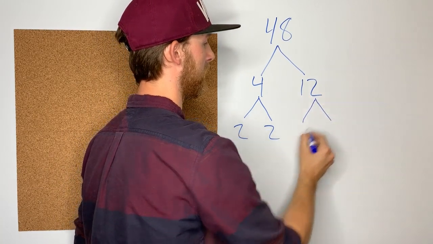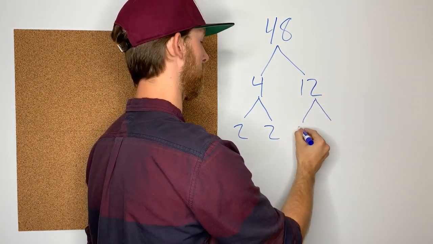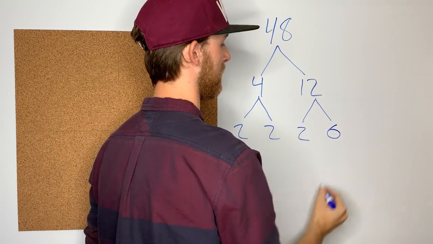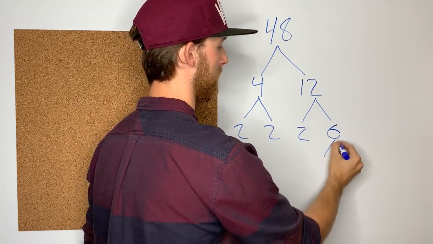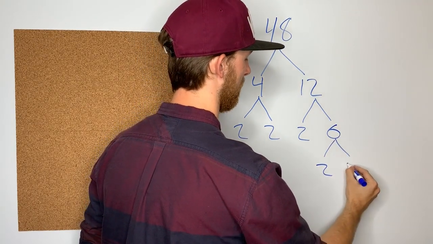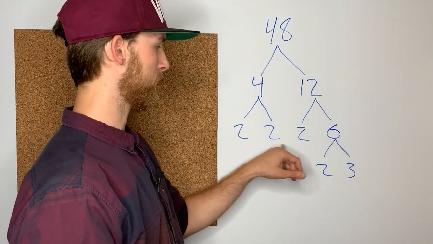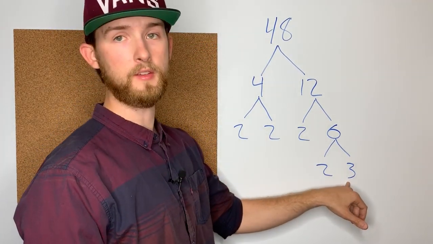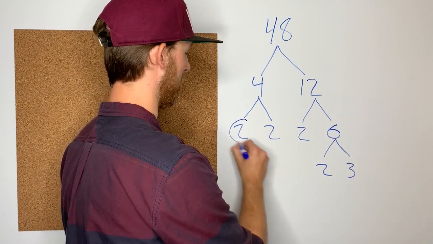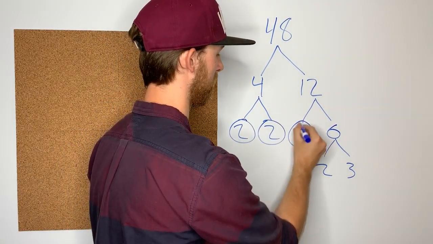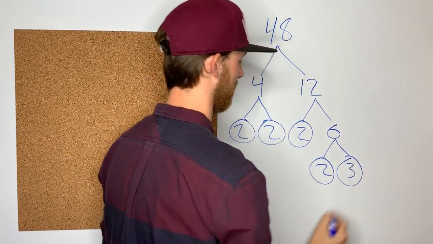Now let's break this one down. This is going to be 12. I can do 2 and 6, and I can break 6 down to 2 and 3. These are all prime numbers, all the numbers at the end of these branches. So we have 2, 2, 2, 2, and 3.